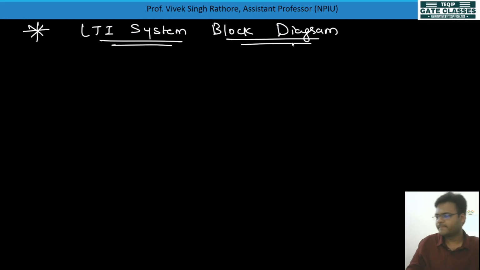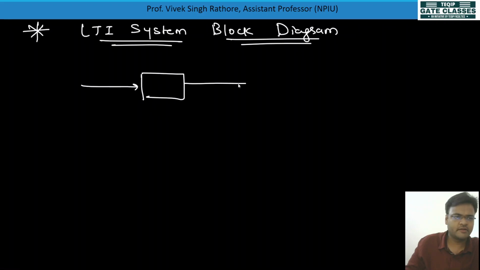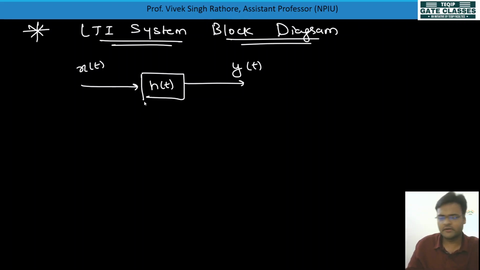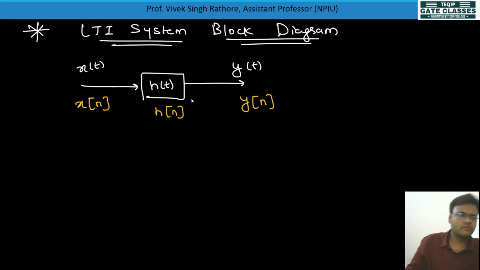As you know, there is an input to a system, and we take the output. Maybe the input is x(t), the output is y(t), and it has impulse response h(t). This is in the continuous time domain. Now suppose we have the input x(n), the impulse response h(n), and we get the output y(n). This is in the discrete time domain. This system or impulse response can also be written in differential equation form.